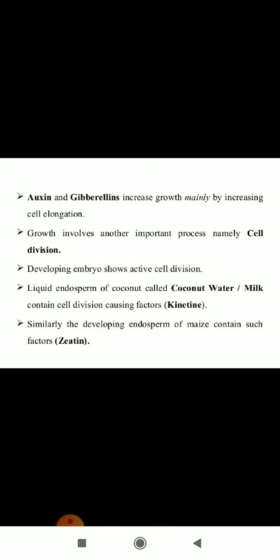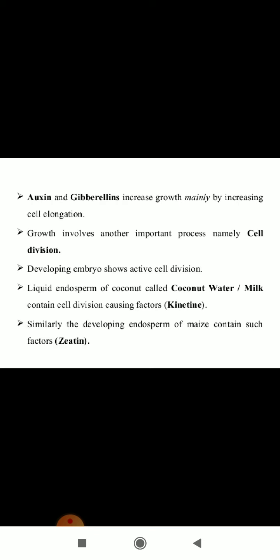Auxin and gibberellins increase growth mainly by increasing cell elongation. That I already told you, that auxin and gibberellins promote cell elongation, but cell division is promoted by cytokinins. So growth involves another important process, namely cell division, and this cell division is promoted by these cytokinins. So developing embryo shows active cell division, and that is why in developing embryo you will find a large concentration of cytokinins.